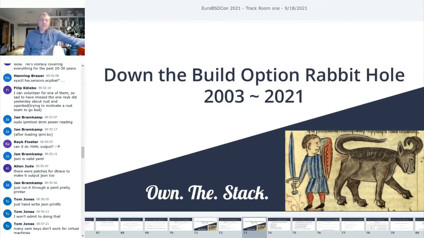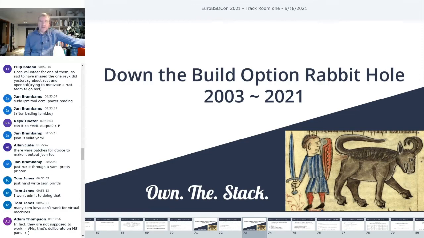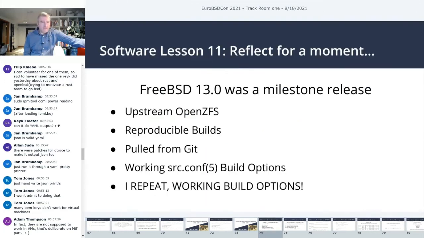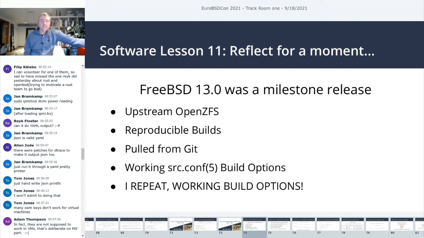So now, down the rabbit hole. In the context of owning the stack, here is something that FreeBSD can do extremely well. This has been a journey since 2003. I was hoping for some rabbit hole imagery, but I didn't want to violate any copyright, so I thought this medieval image is somewhat appropriate for the battle I've been fighting. So let's take a moment to reflect. FreeBSD 13 is a total milestone in obvious and not so obvious ways. Oh, whoops, I should have thrown Xen host on there. It seems reliable. That was not working for a very long time.